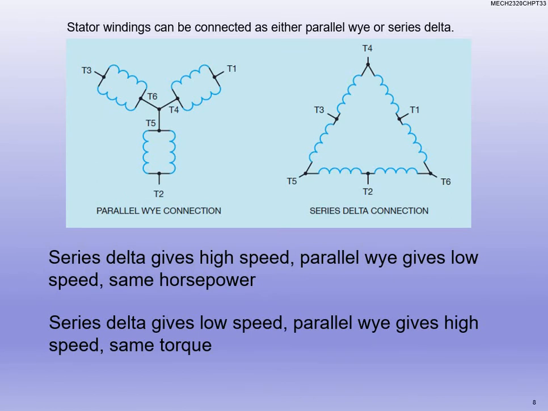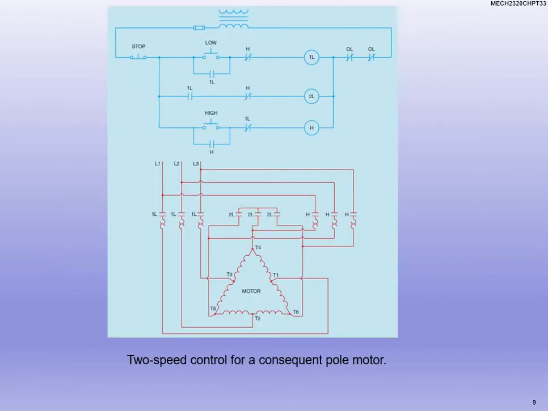If we look, we have a series delta and parallel Y. For that, we get the same horsepower. If we have a series delta with low speed, the parallel Y gives high speed, we get the same torque. So they are going to be opposites of each other, and it depends on if we want speed or torque.